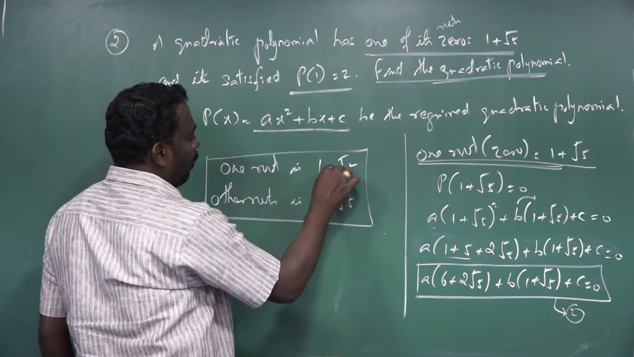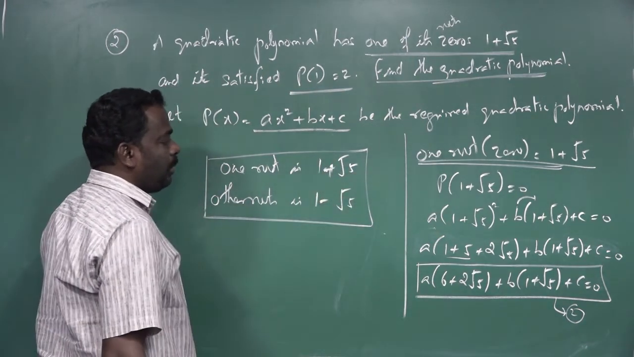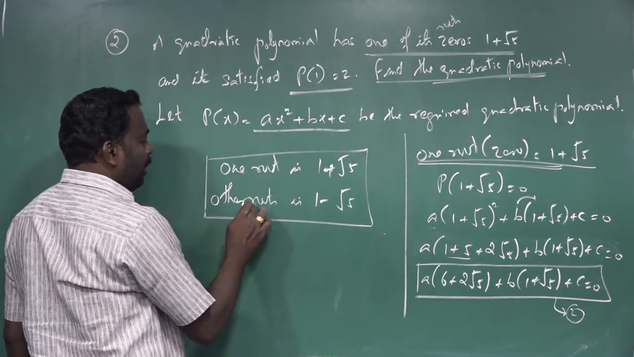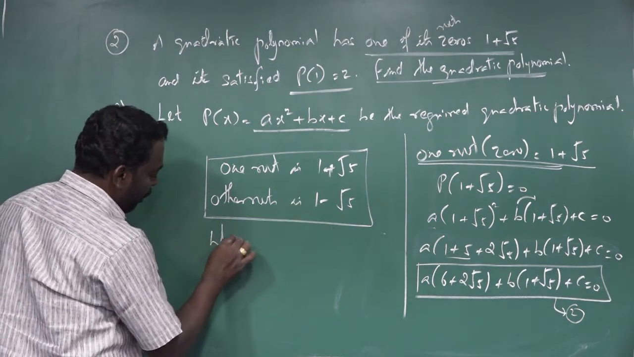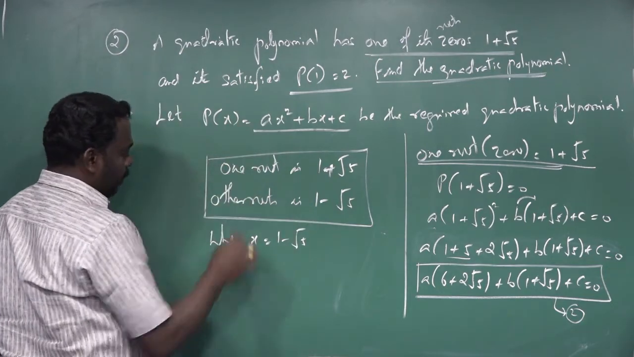Therefore, 1 plus root 5 is one of the roots, and the other root is 1 minus root 5. Now 1 minus root 5 is also one of the zeros of the polynomial. Therefore we can consider x equal to 1 minus root 5 and substitute it in the given polynomial.